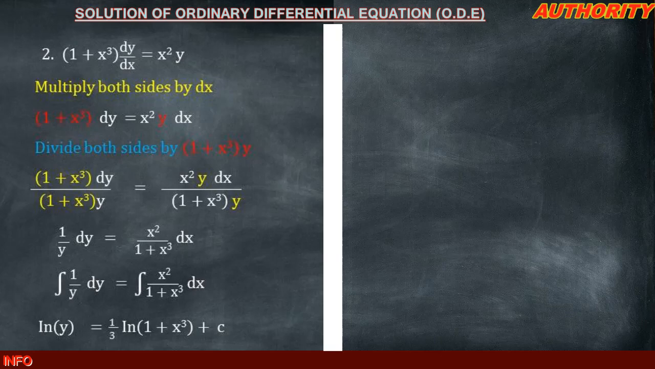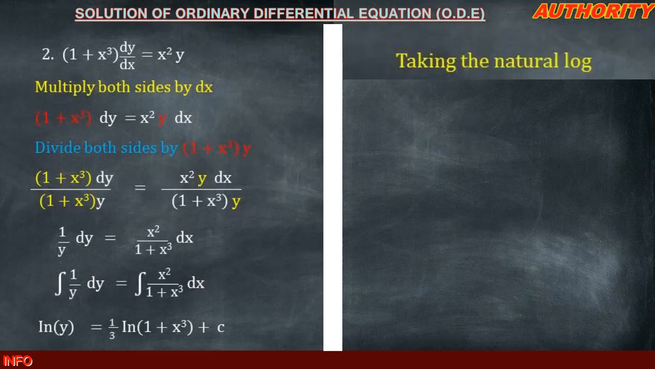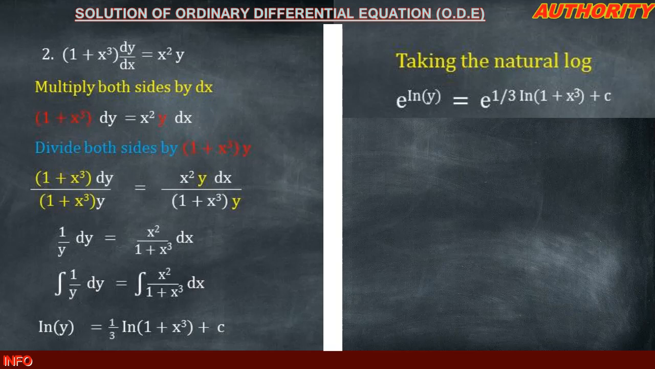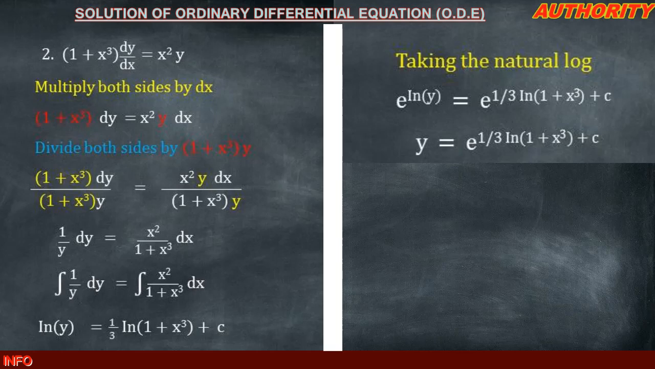Here we want to make y the subject, so we take the exponential on both sides. We have e to the ln y equal to e to the (1 over 3 ln (1 plus x cubed) plus c). You know that when we have something like e to the ln x, the answer is x, so the exponential cancels ln. In this place, e to the ln y gives y, so y is equal to e to the (1 over 3 ln (1 plus x cubed) plus c) on the right-hand side.